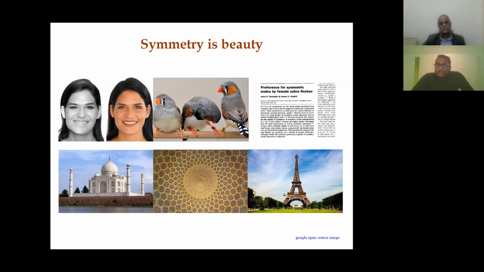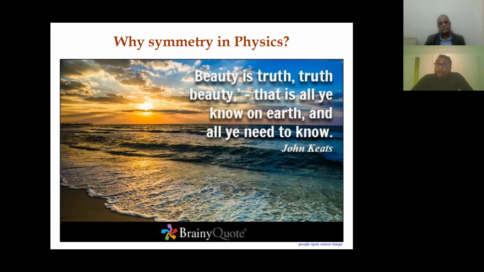So then we can ask, okay, we have symmetry in nature, but we also have symmetry in the laws of nature, which is physics. And why could it be the case? Maybe the philosophical answer was given by Keats, the British poet: beauty is truth, truth beauty, that is all you know on earth and all you need to know. Okay. So symmetry is beauty, and beauty could be related to truth. That's a philosophical point of view.